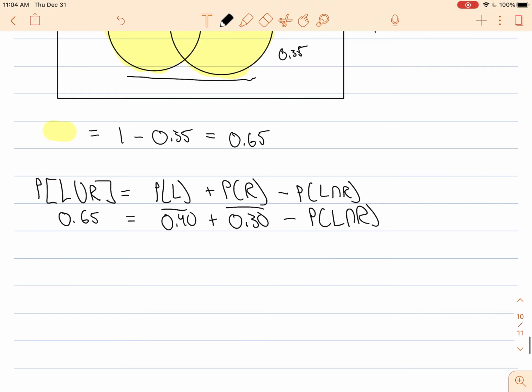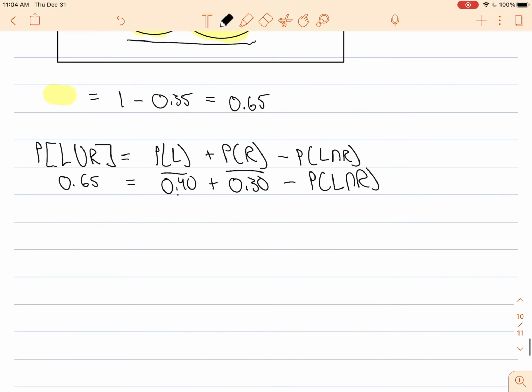So then let's just solve for that. So this will be 0.7. We can do 0.65 minus 0.7. And that's going to be negative 0.05. I'm going to go ahead and skip a couple steps here. Since we have a negative here, it's going to be positive on the left side. And that's the answer, 0.05.